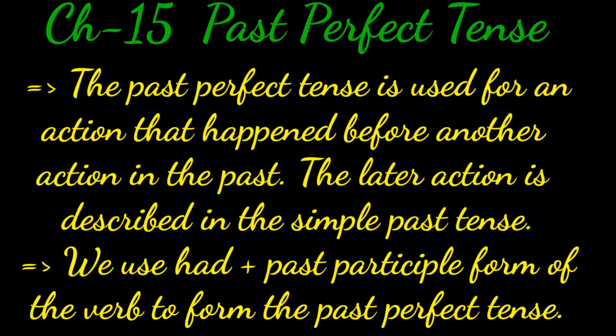Continuation of tenses, children. Chapter 15, past perfect tense. Here, the past perfect tense is used for an action that happened before another action in the past. The later action is described in the simple past tense. We use had plus past participle form of the verb to form the past perfect tense.